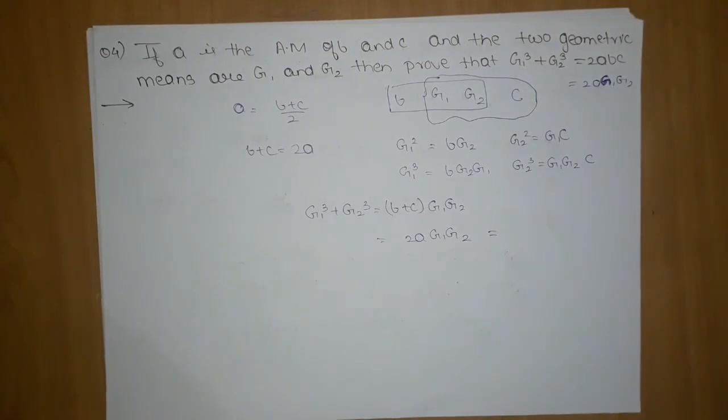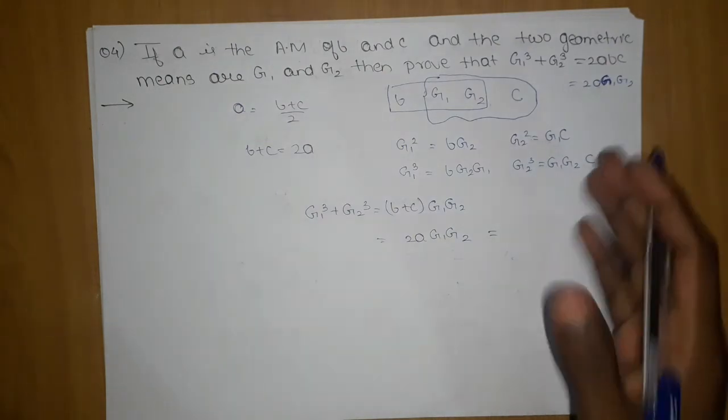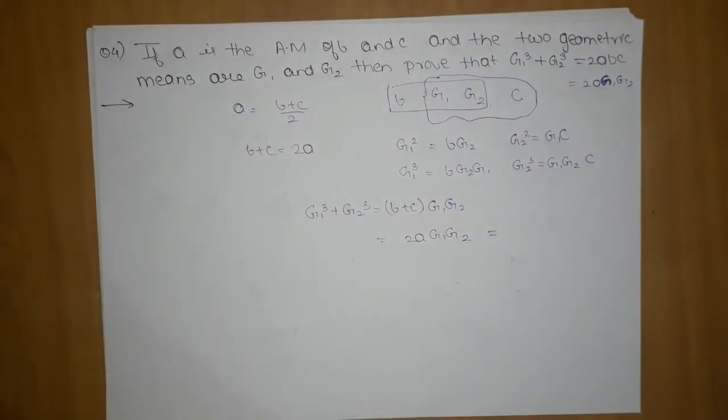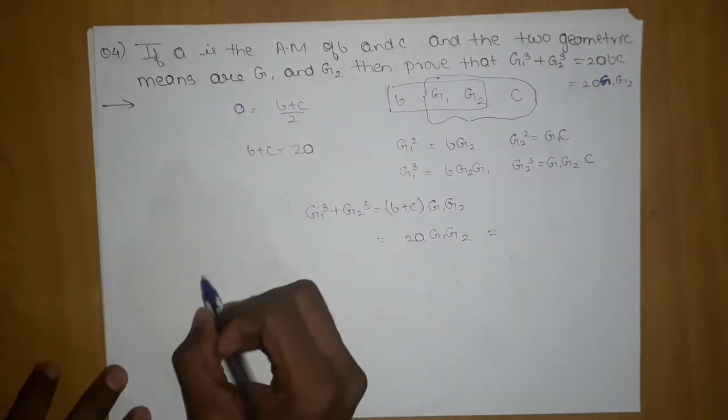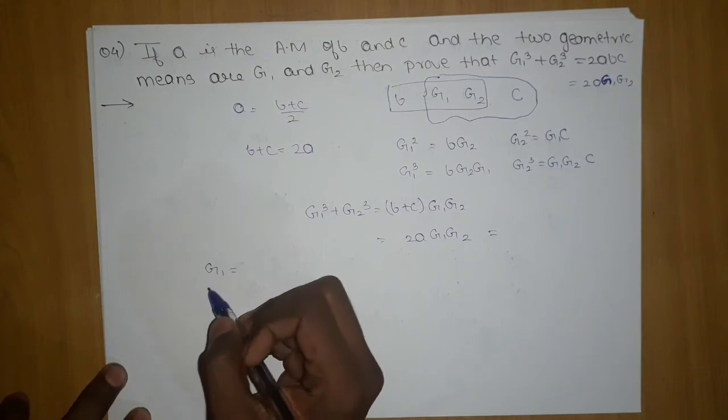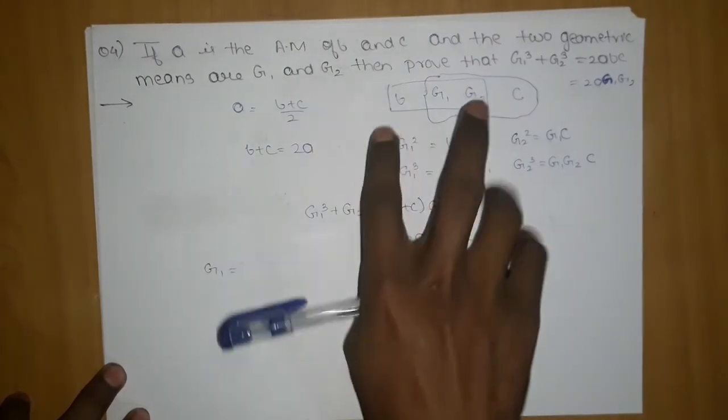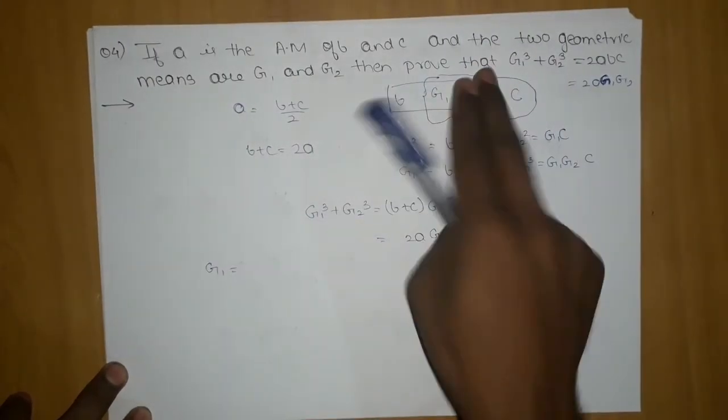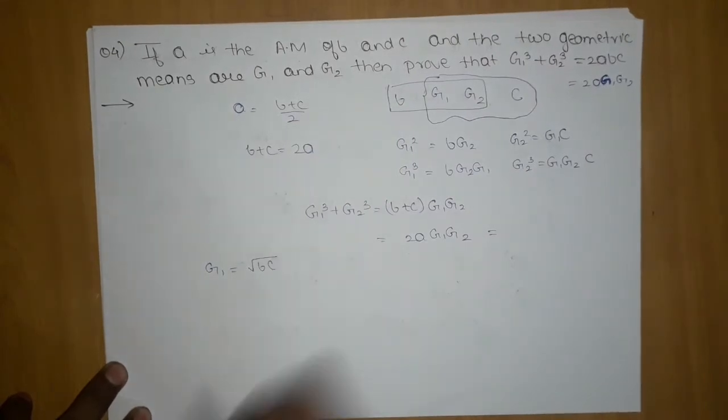But let me check the question again. Let's try to prove this thing also, which is 2abc. But the question was 2a g1 into g2. That is what we have to prove. If you remember, it is between these terms. If I consider only g1, it is between b and c, then I can write under root bc.